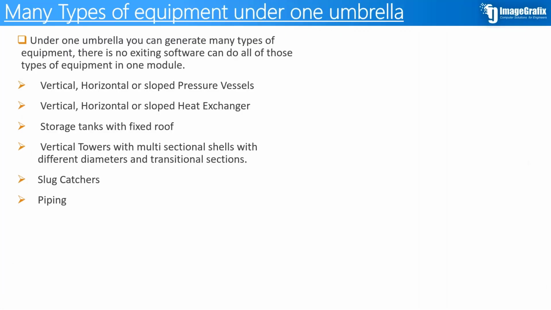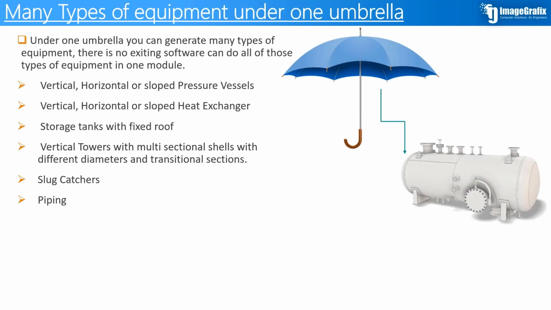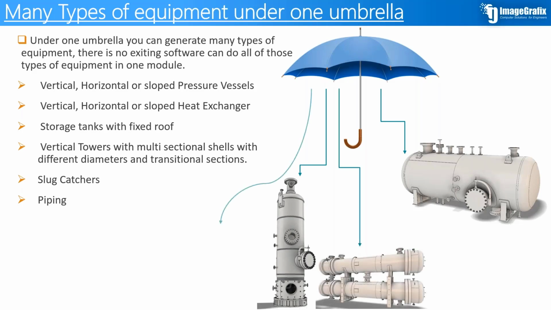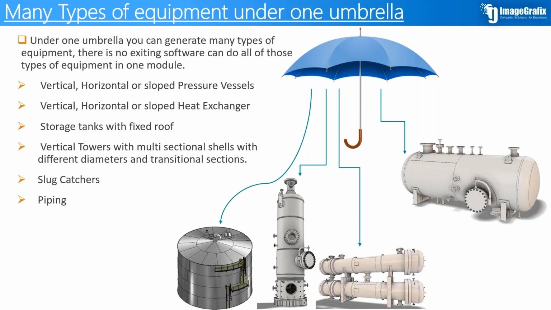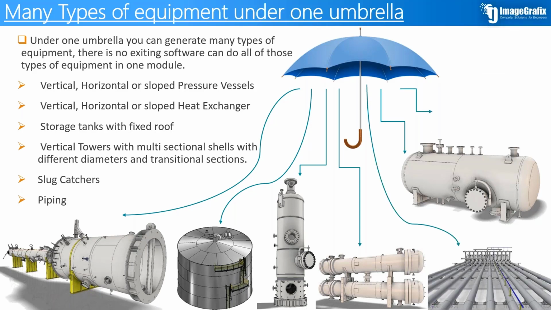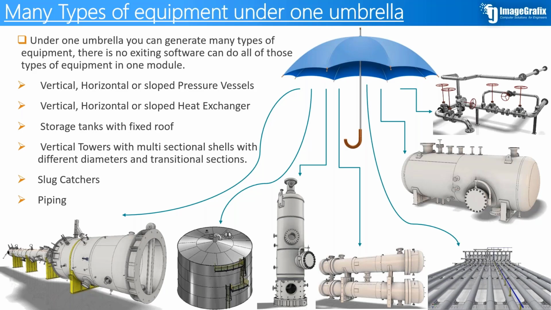By using SEG software, you can generate many types of equipment under one umbrella. You can generate horizontal, vertical, and sloped pressure vessels by using SEG. You can generate the same for heat exchangers. You can generate storage tanks with a fixed roof. You can generate larger towers and columns with multiple sections and different diameters. You can generate slug catchers and piping. No existing software in the world makes all of those equipment under one umbrella and one module.